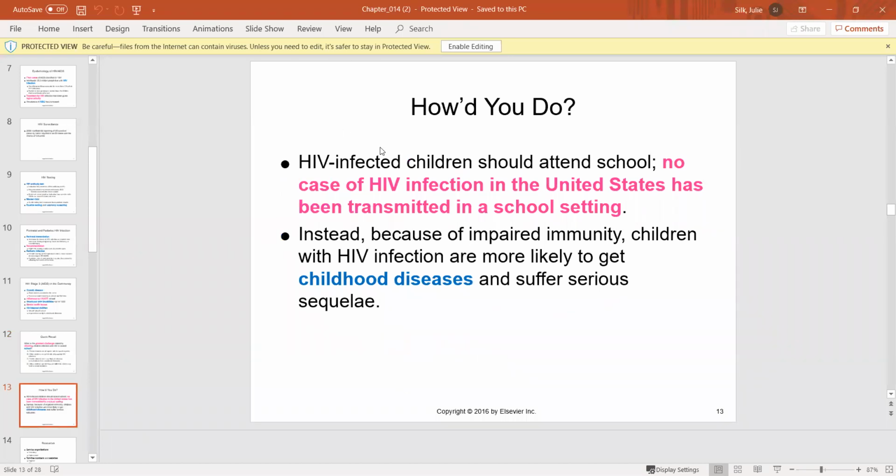All right, and this is just a review here. HIV-infected children should attend school. This says, no case of HIV infection in the United States has been transmitted in a school setting. Instead, because of impaired immunity, children with HIV infection are more likely to get childhood diseases and suffer serious sequelae.